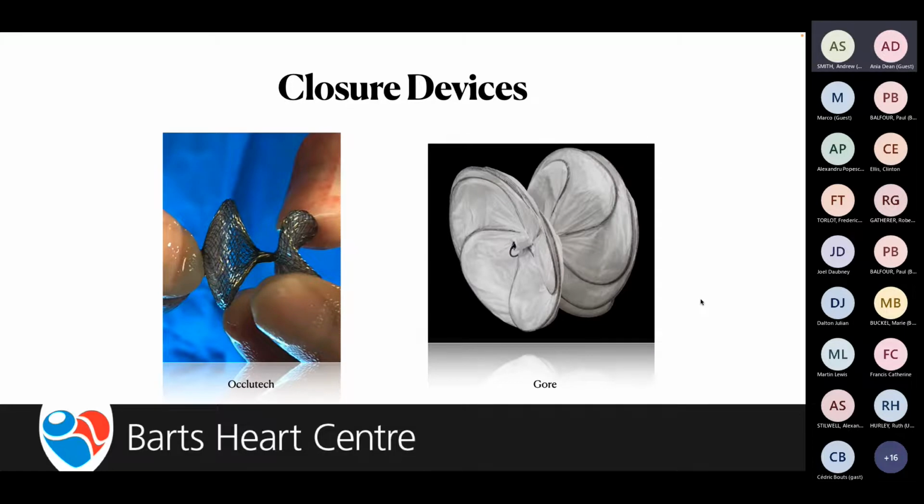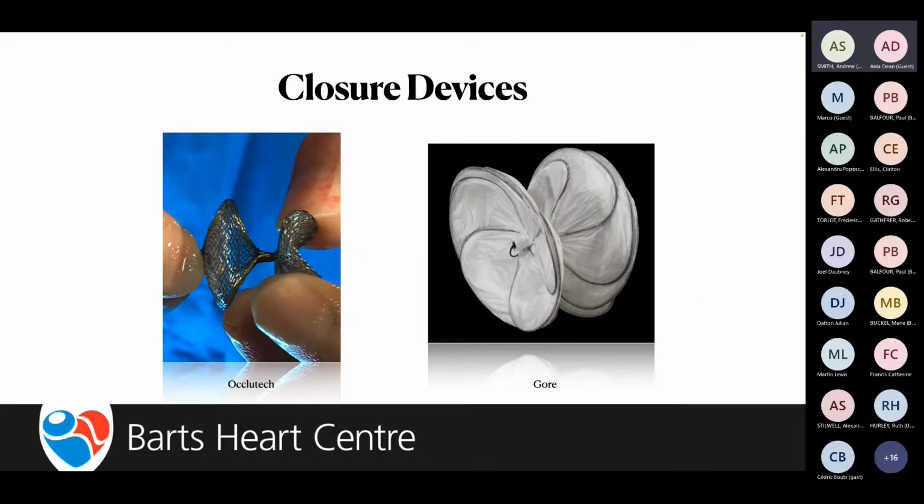A few comments on closure devices. There's a large number of closure devices available. PFO and ASD devices are very similar, apart from a few technical differences, but the way they are made is very similar, and they're all a bit of a variation on a theme. So they largely consist of a significant amount of an alloy called nitinol, which is an alloy of nickel and titanium, and that's used because it's very flexible.